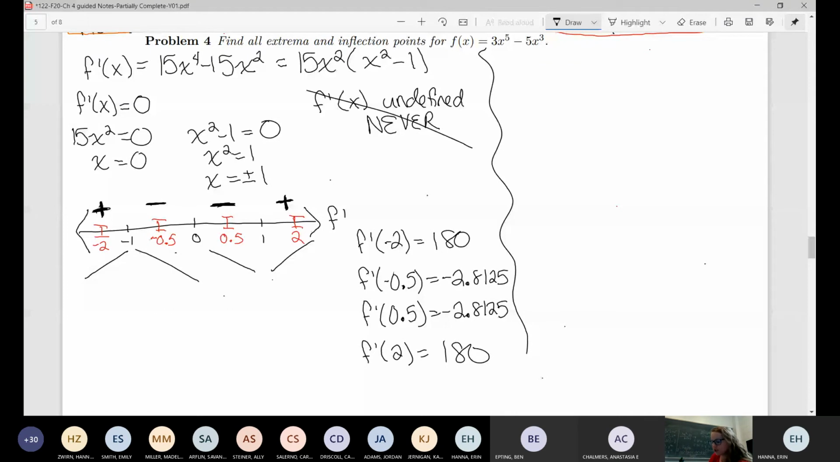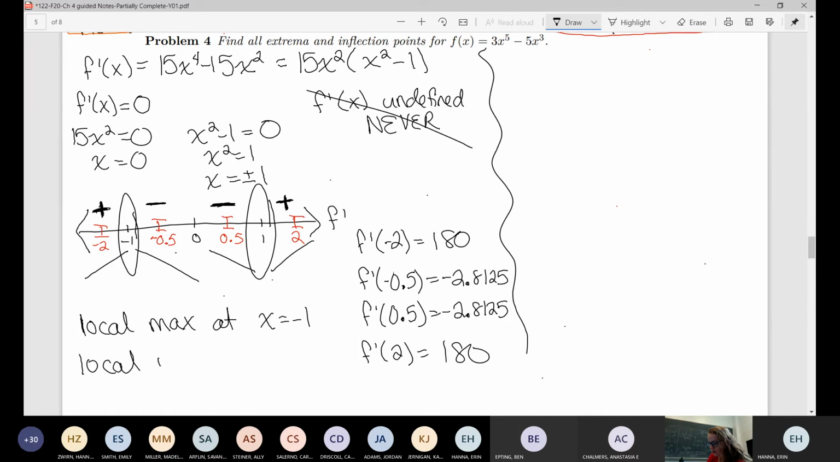The only time we change sign is at negative 1 and 1. So essentially 0 is going to be nothing here. It's not going to be a max or a min. So we're going to have a local max at x equals negative 1 and a local min at x equals positive 1. Oh, the lag is real. There we go.